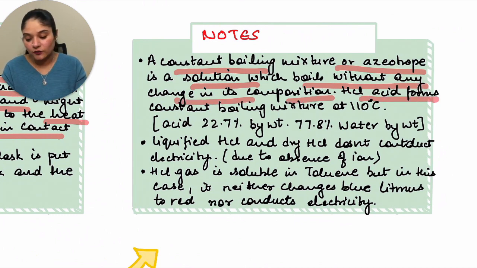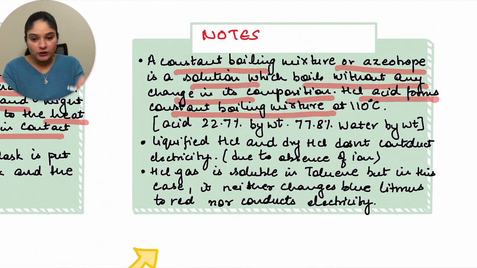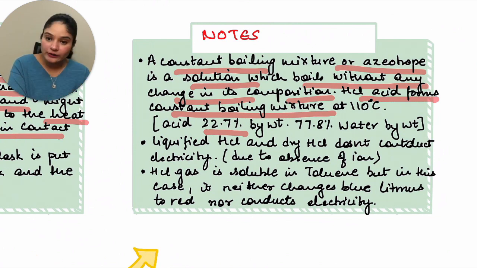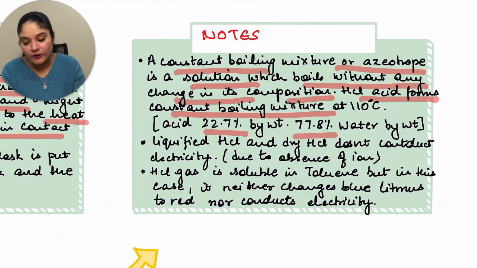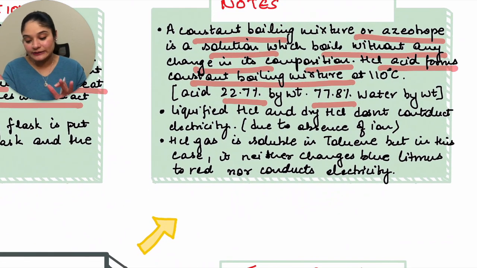HCl acid forms a constant boiling mixture at 110 degrees Celsius. At this particular temperature, the acid that you have is 22.7% by weight and the water that you have is 77.8% by weight.